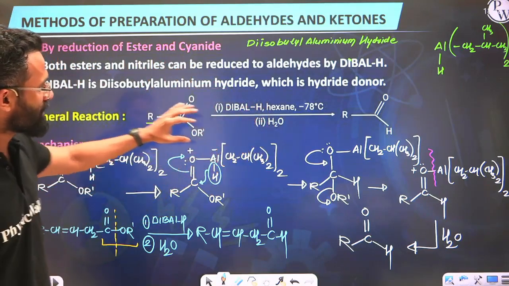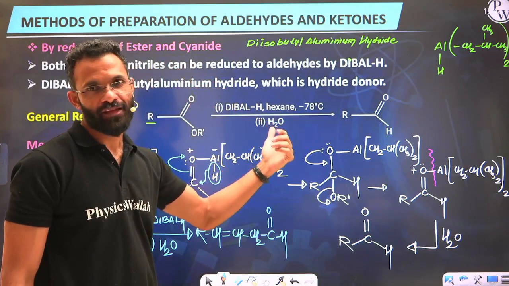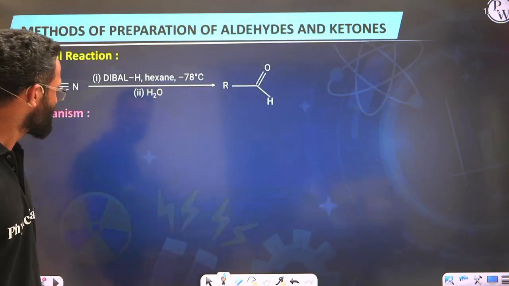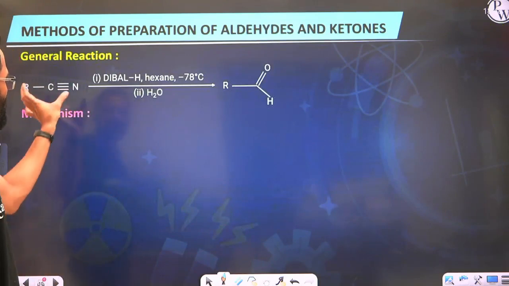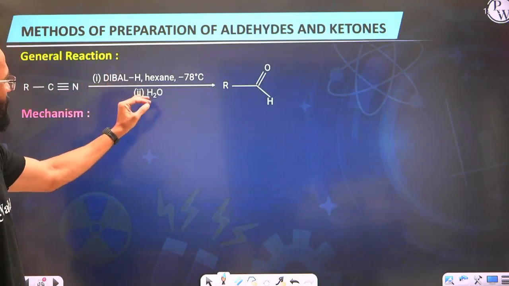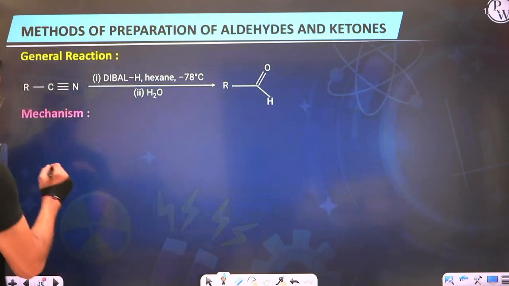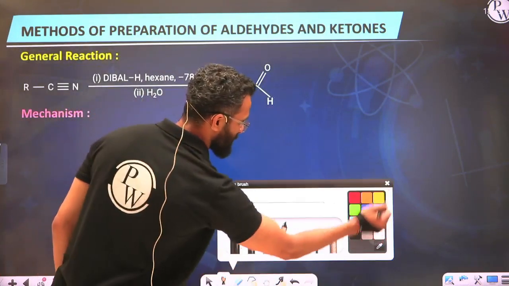Just like esters are reduced to aldehyde using DIBAL-H, similarly even nitriles can be reduced to aldehyde using DIBAL-H. So simply you can remember the reaction: nitriles using DIBAL-H followed by hydrolysis will be converted to aldehyde. Now yet again, just have a look at the mechanism.